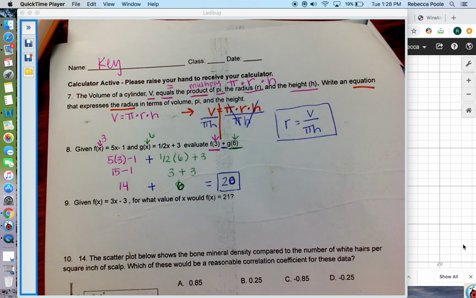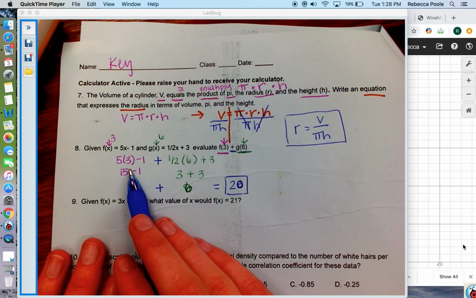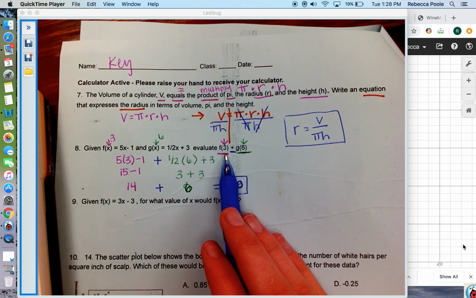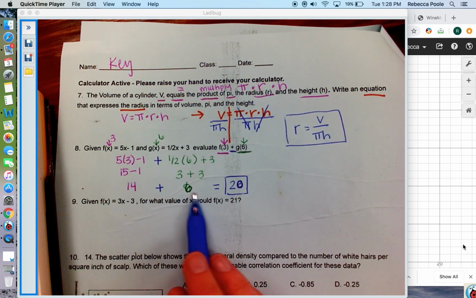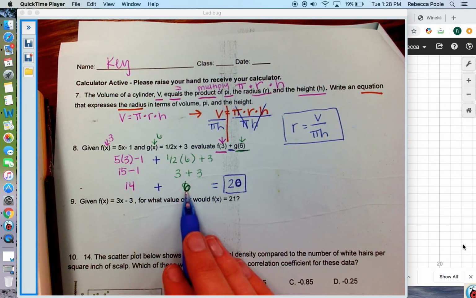Sorry guys, I don't know what happened to the video. So we're going to backtrack on this problem. So I was showing you guys how we could type this into the calculator. So we got 14 plus 6, which is 20. And I made an uh-oh and accidentally did 3 plus 3 is 9. So remember, make sure you just check your work.